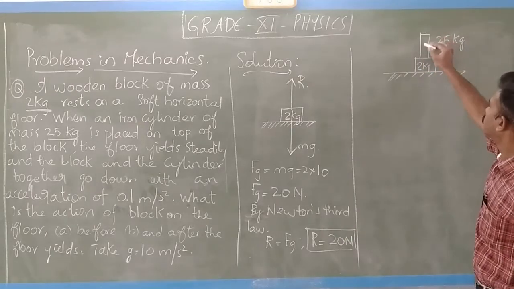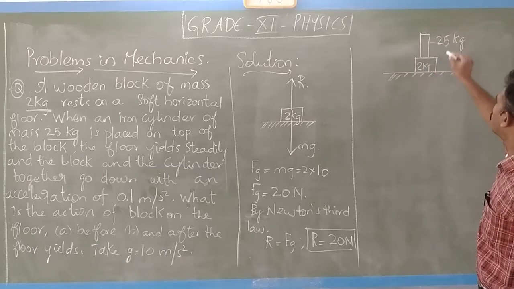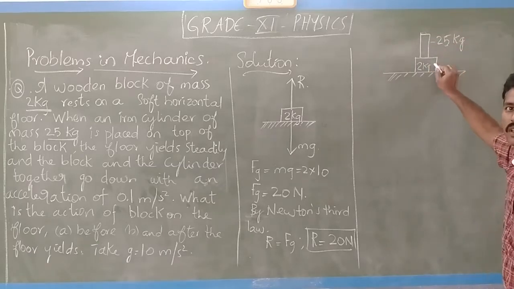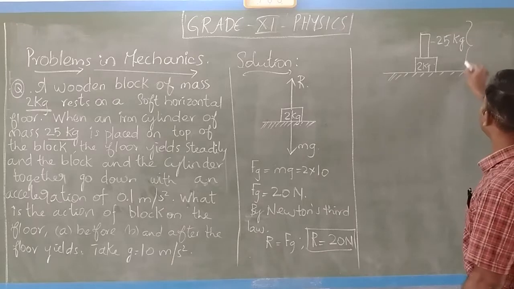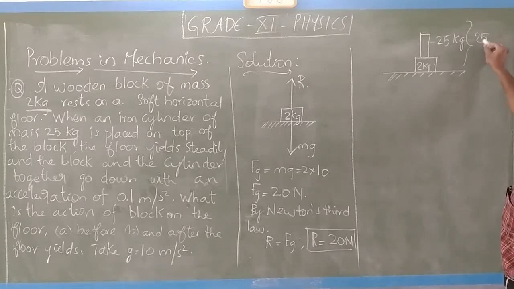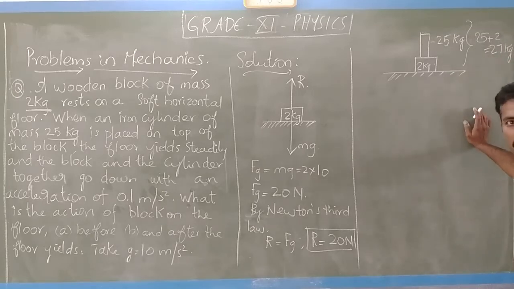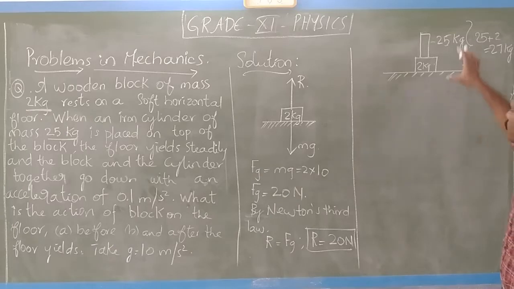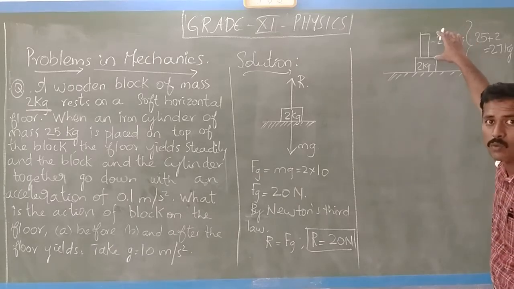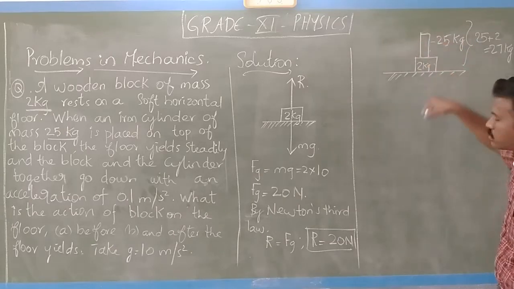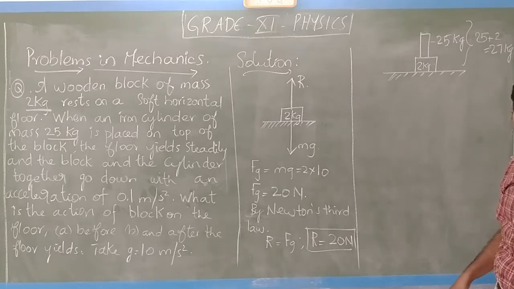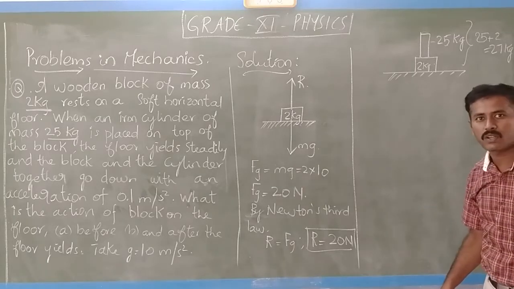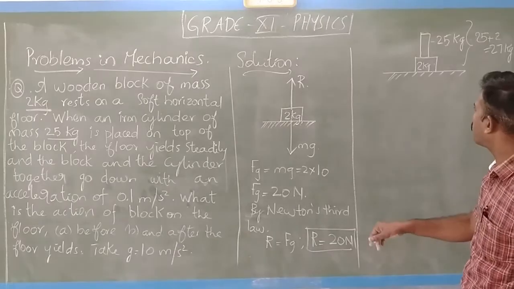Okay, so this 25 kg is placed here. So total mass is 25 plus 2, which is 27 kg. So when I place this 25 kg, what happens is this entire system goes down. Now if I draw the diagram for this, what will be the diagram?